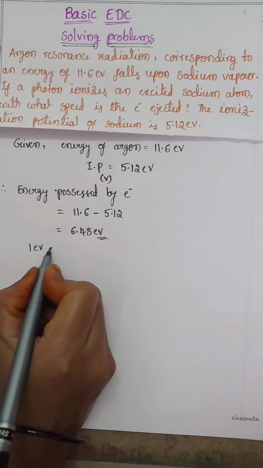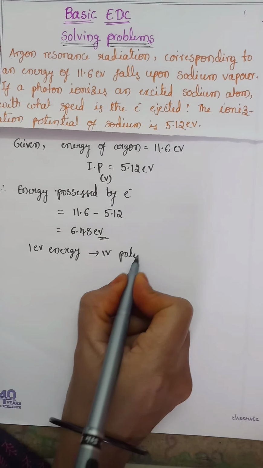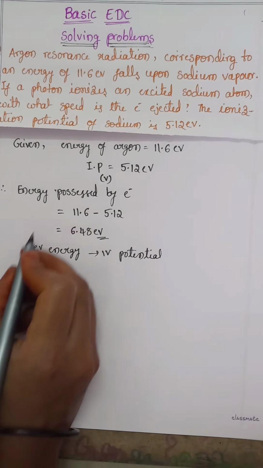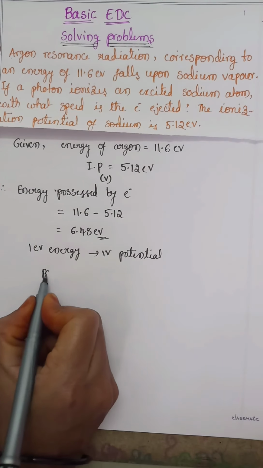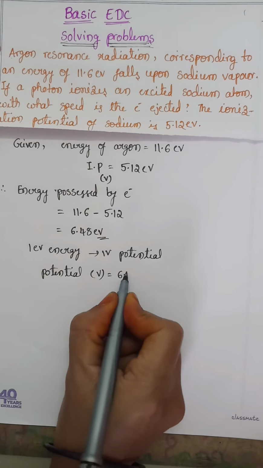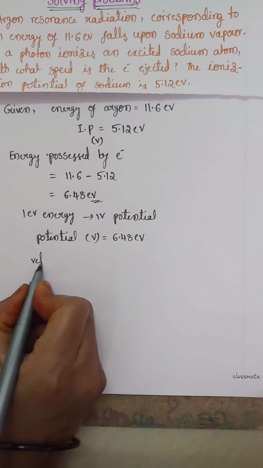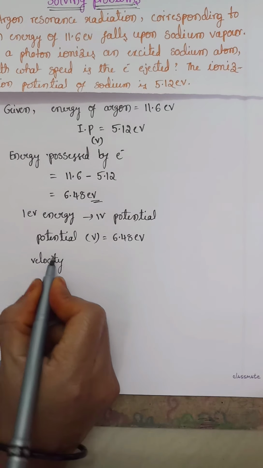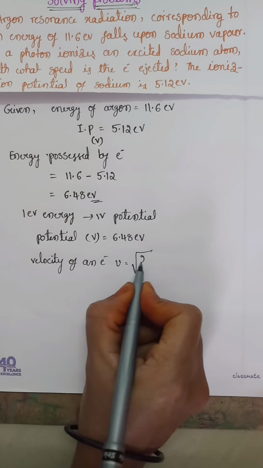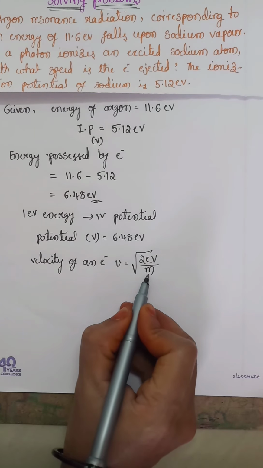1 electron volt energy means there is a 1 volt potential. That means 1 electron volt energy implies 1 volt potential. So, we can write this energy as potential also. So, potential V is equal to 6.48 volts, and we know the formula that velocity of an electron, small v, is equal to square root of 2eV by m, where e is the charge of the electron, m is the mass of the electron.